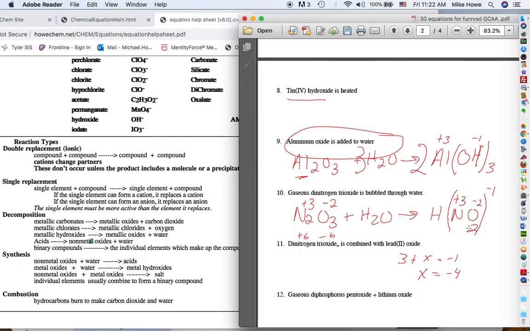All right, now we're ready to balance the equation. So there are 2 N's and there's 1 N, so you put a 2 here. 2 H's done.